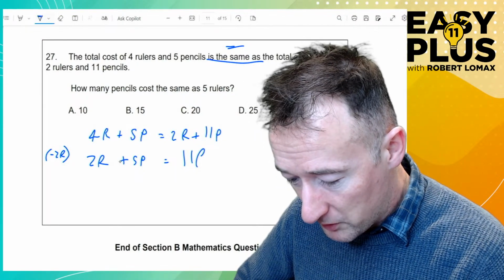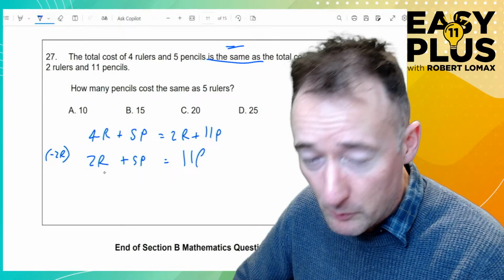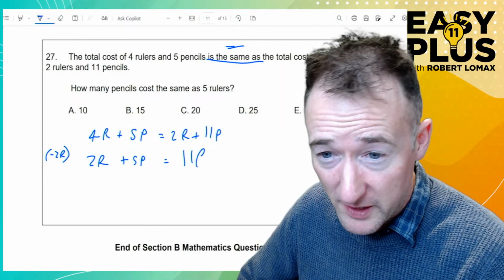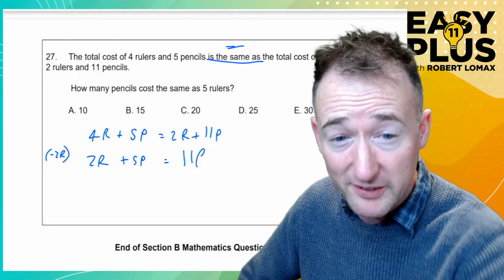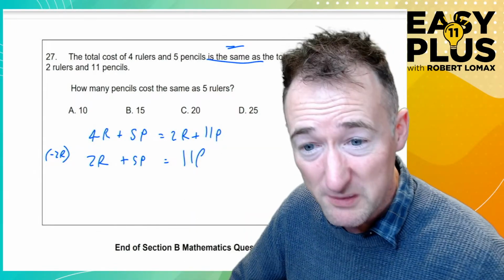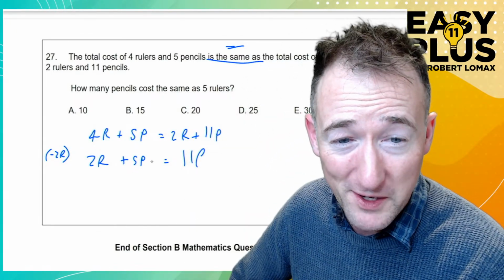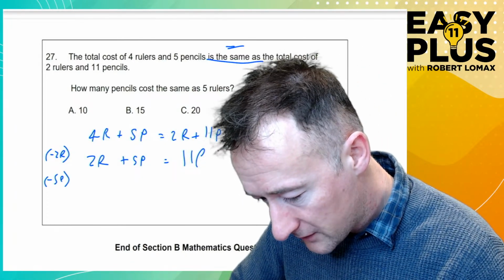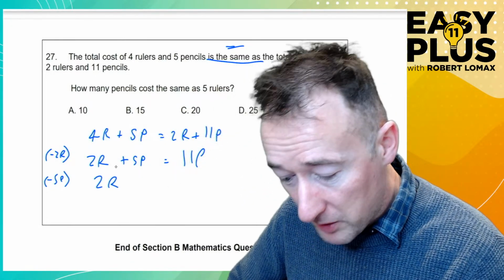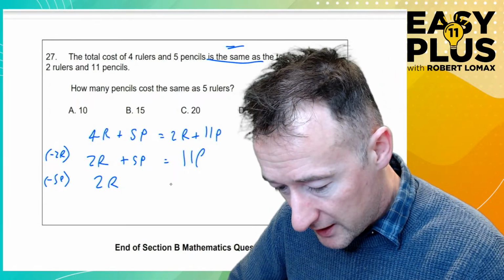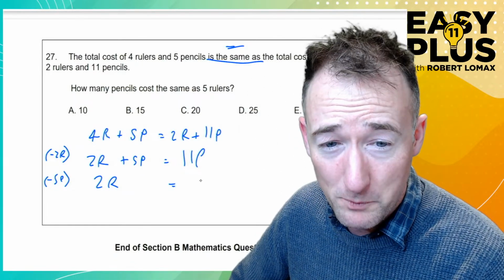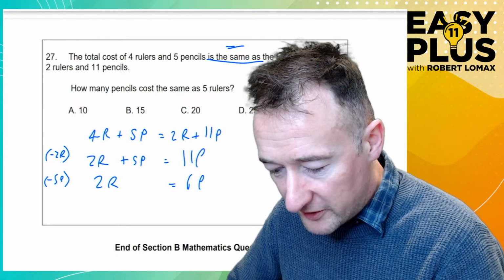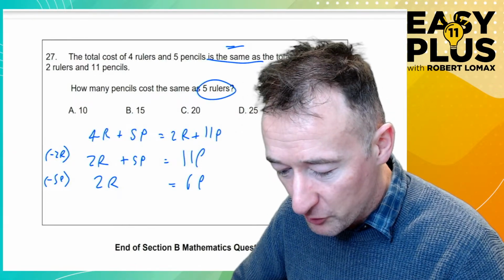Now we've got 2r plus 5p equals 11p. We want a number of r's equals a number of p's. What's out of place? Plus 5p is out of place. We need to get rid of it. We always get rid of something by doing the opposite. The opposite of plus is minus. To get rid of plus 5p, we need to do minus 5p. 2r plus 5p minus 5p, that's gone, equals 11p minus 5p. 11 minus 5 is 6. Equals 6p.